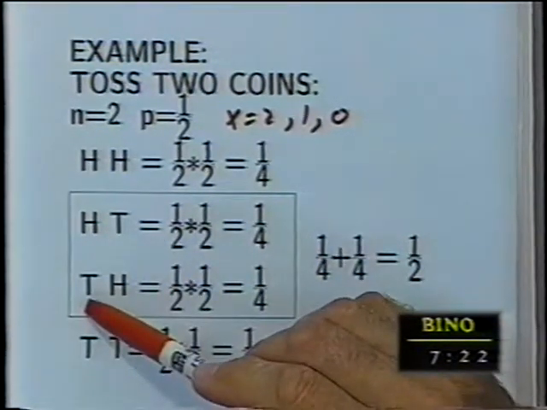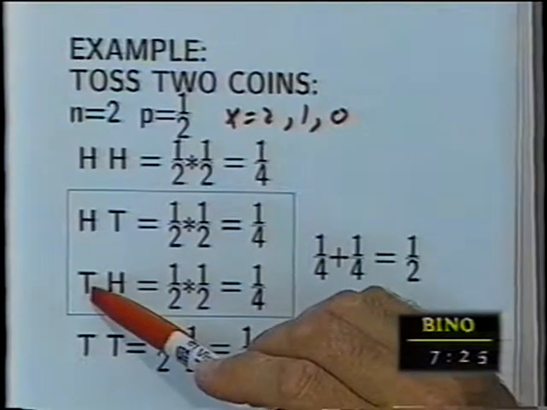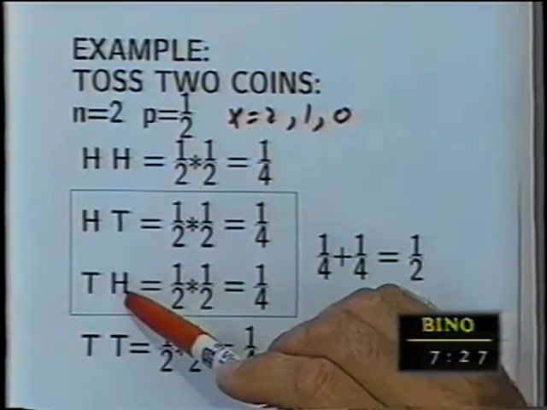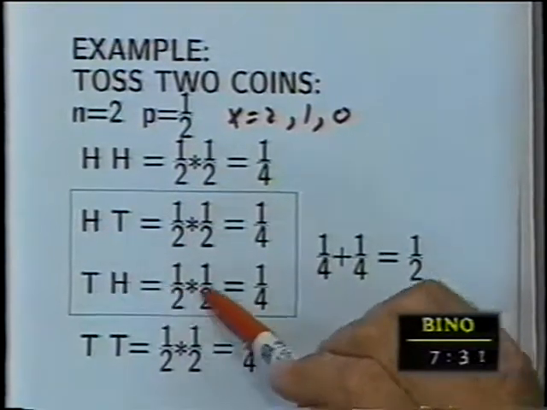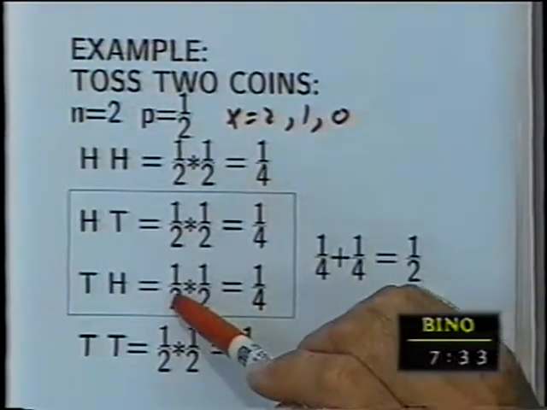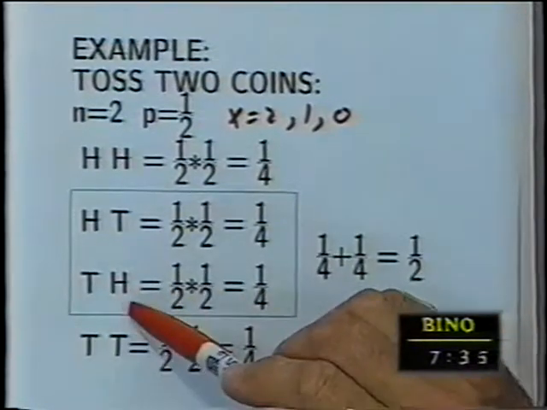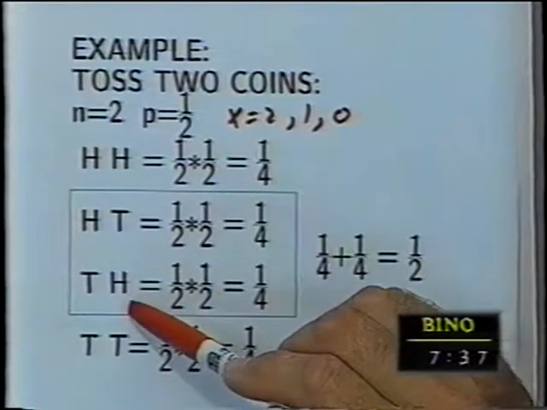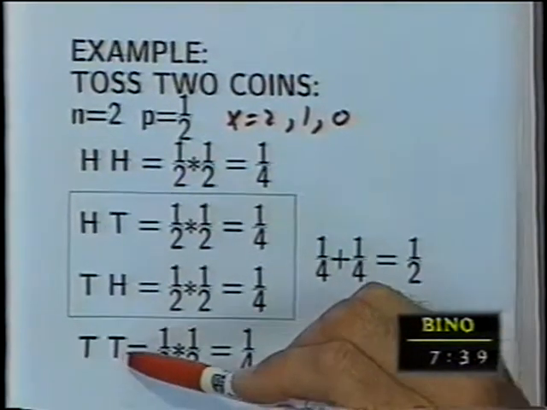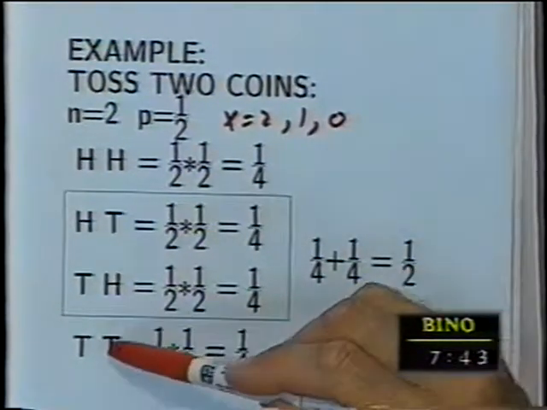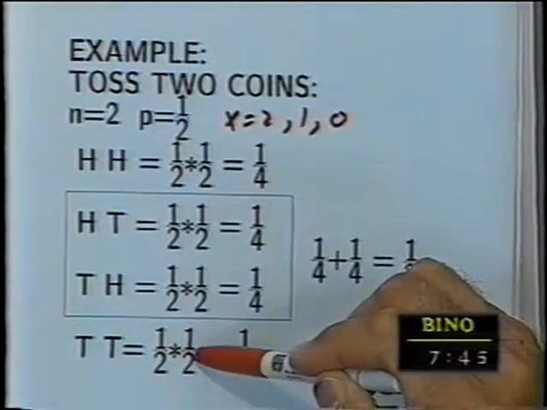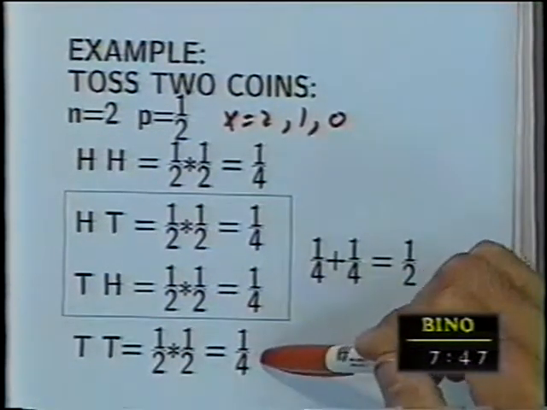What if I get a tail first? Well, half the time I'll get a tail first. And after I get that tail, half the time I'll get a head second. So half the time I get a tail, half the time I get a head after it, 1/4 of the time I'll get a tail and then a head. I can also get a tail and then a tail. 1/2 the time I'll get a tail. And after I get that tail, 1/2 the time I'll get another tail. Or 1/4 of the time I'll get a tail and a tail.